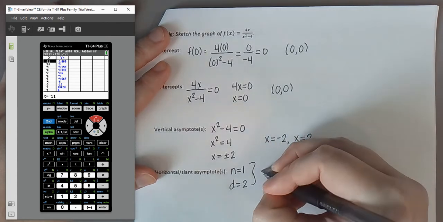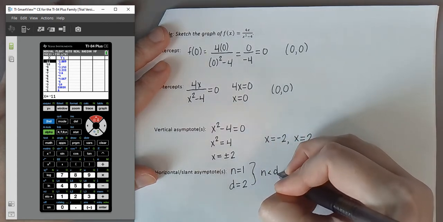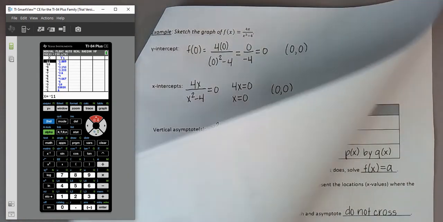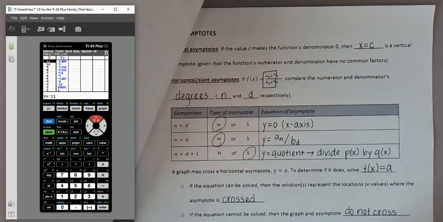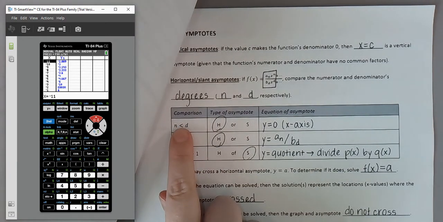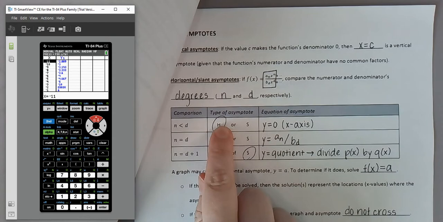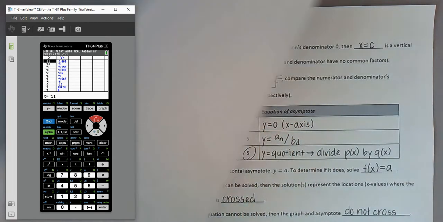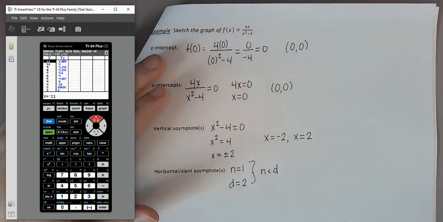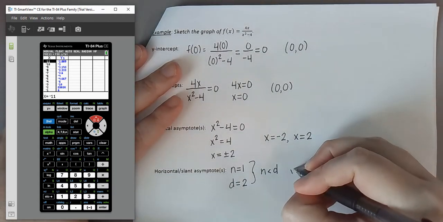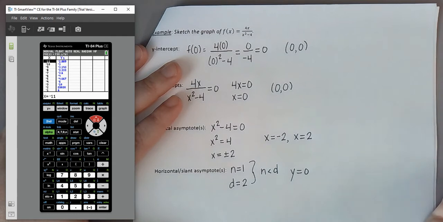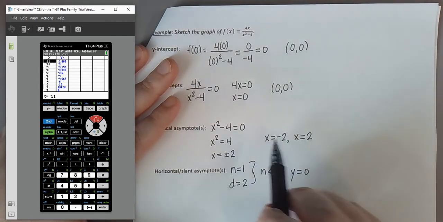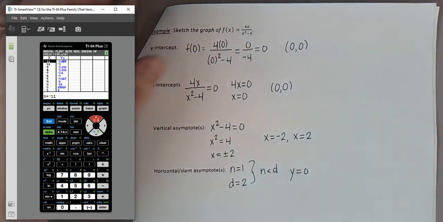So we're in the case where n is less than d. So what does that tell us about our asymptote? We have a horizontal asymptote, specifically at y equals 0, otherwise known as the x-axis. So our asymptote is going to be y equals 0. So we have 1 horizontal asymptote, 2 vertical, and then 1 common intercept.